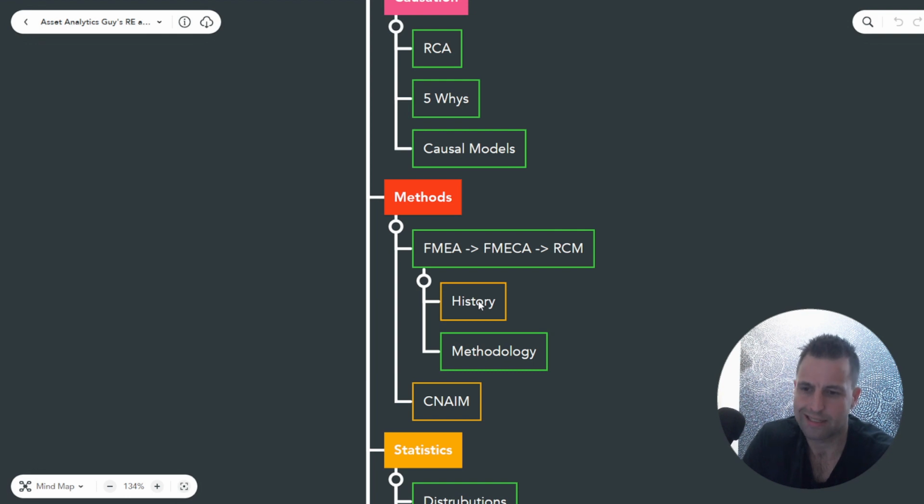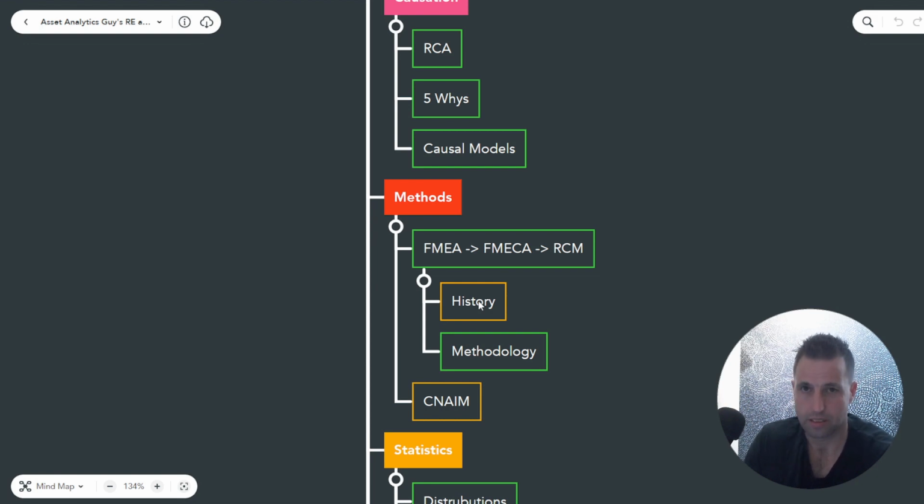It's the Common Network Asset Indices Methodology out of the UK. It does have a bunch of issues with it in terms of mathematical correctness and the way it approaches certain things, but it's got some really cool ideas baked into that approach, and just understanding what can be done in terms of scalability of this type of analytics.